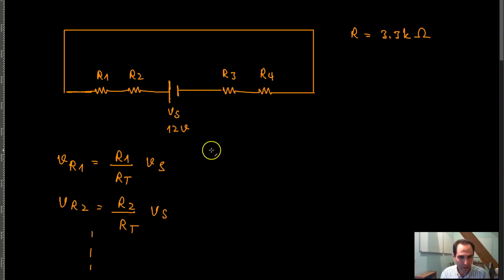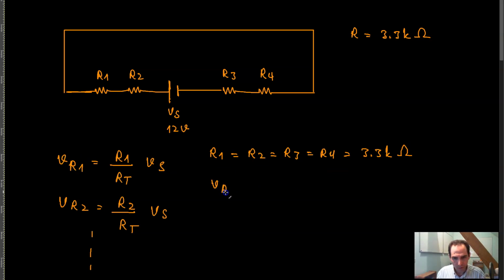Since in this circuit R1 is equal to R2 is equal to R3 is equal to R4 is equal to 3.3 kilo ohm, of course, it's safe to conclude that therefore V of R1 is equal to V of R2 is equal to V of R3 is equal to V of R4. Let's call it, for example, A, right?